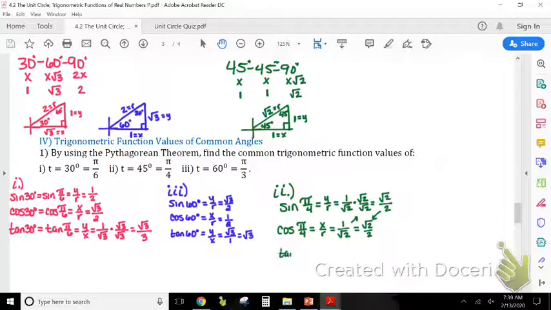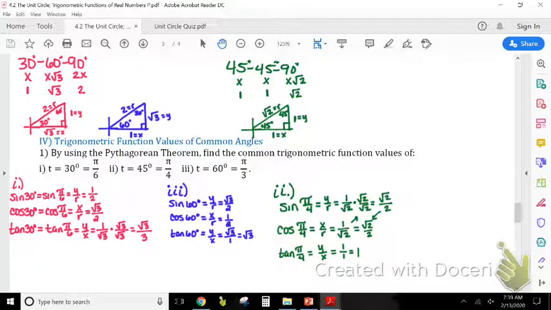And then tangent of pi over 4, or 45 degrees. What is tangent in terms of x, y, and r? So what is y over what is x? Which is? All right, so there's my three main angles besides the quadrantal angles that we're going to be using all throughout our circle. So we're going to use these in all four of the quadrants.